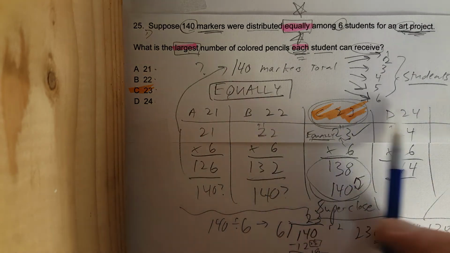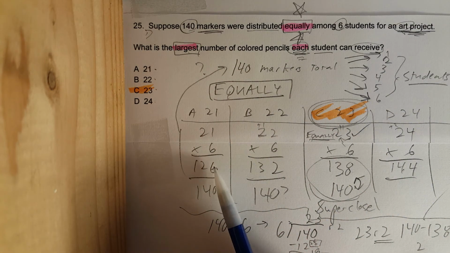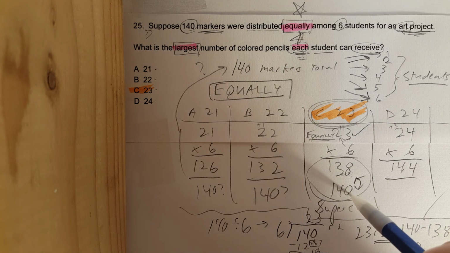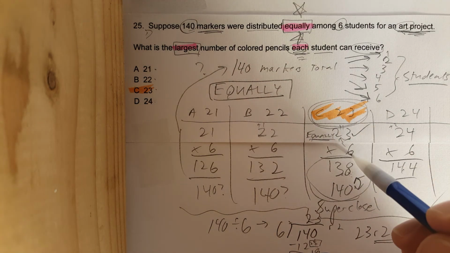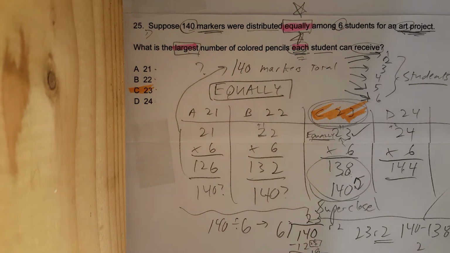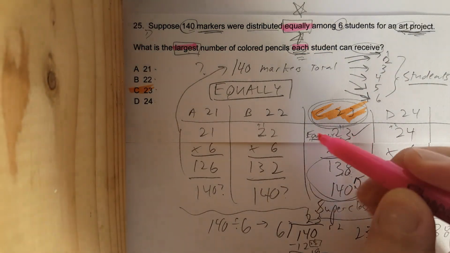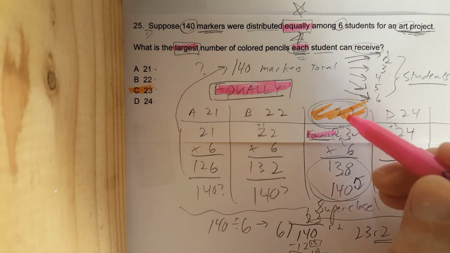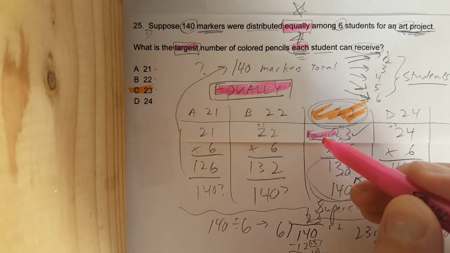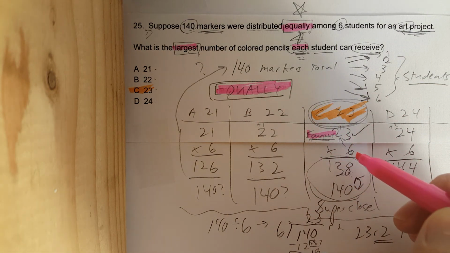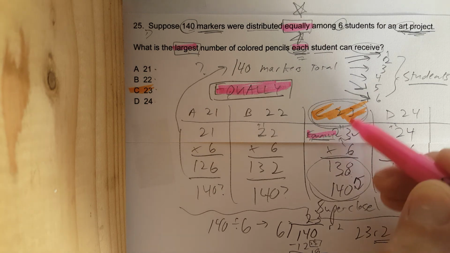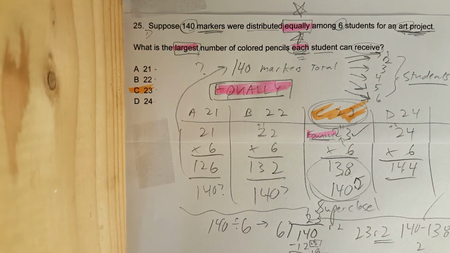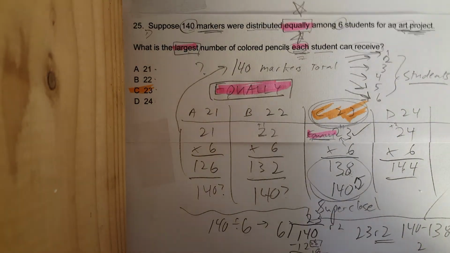You could take the answers, do multiplication. Which number gets as close as possible to 140 markers? 23 times 6. Equally. I'm going to repeat that 3 times. Equally, equally, equally. 23 markers equally to 6 students each. 23 times 6, 138 markers. That leaves you close to 140.